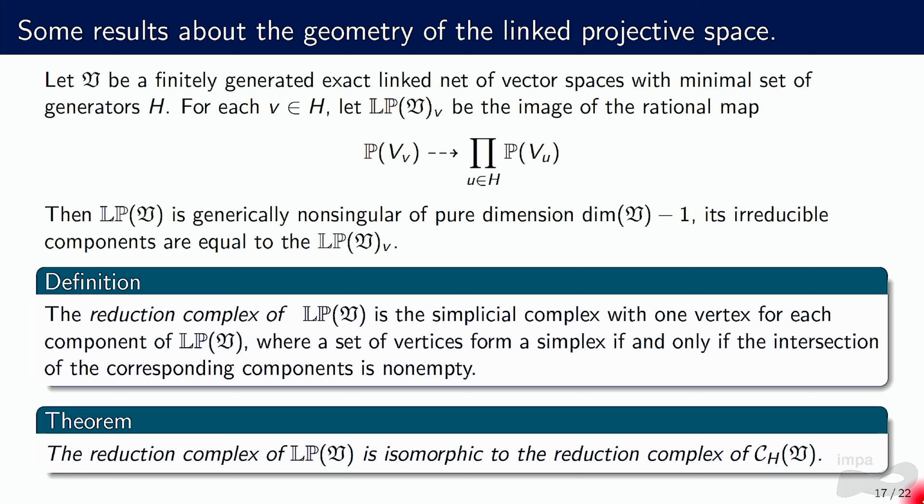This is the definition of the reduction complex of a linked projective space. We take one vertex for each component, and a subset of the vertices is a simplex if the intersection of the components is not empty.